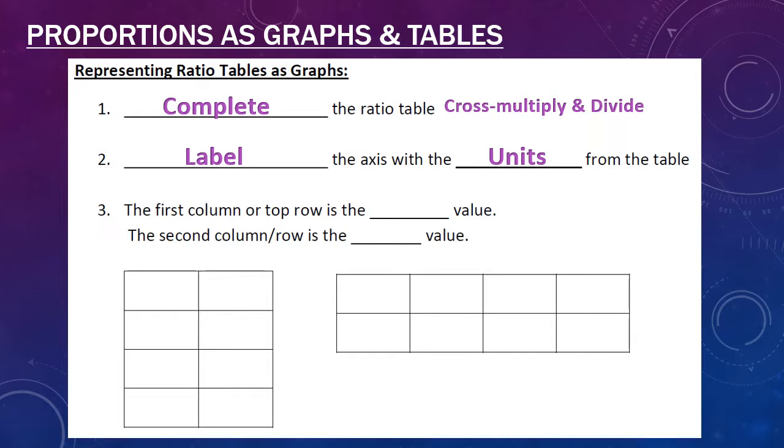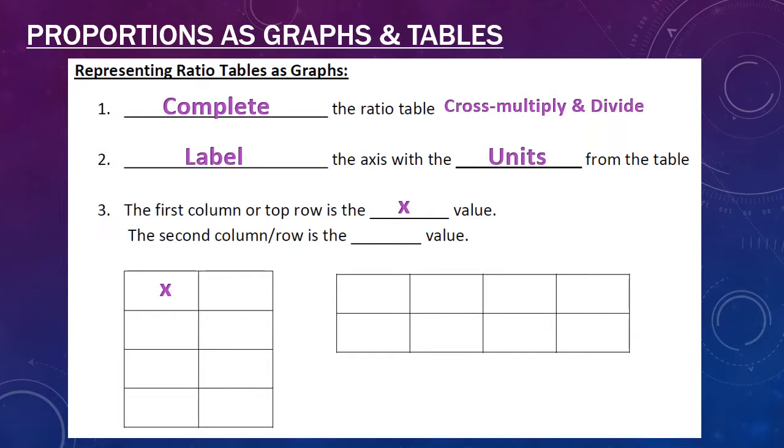So if you look at number 3, it's going to help you. We're going to talk about how we break the tables apart. Remember, your tables can either be vertical, like the one on the left, or horizontal, like the one on the right. If it is vertical, then the first column is going to be the X value. If it is horizontal, then the top row is going to be the X value.